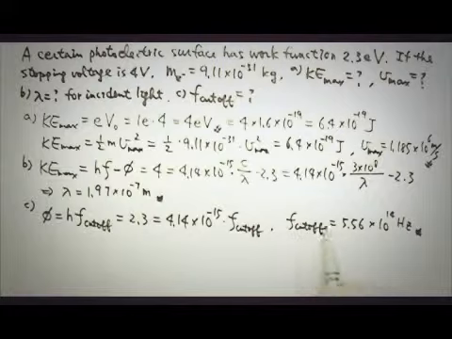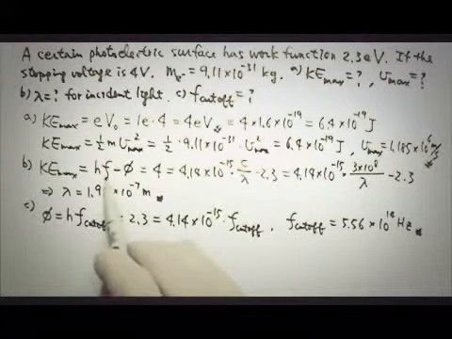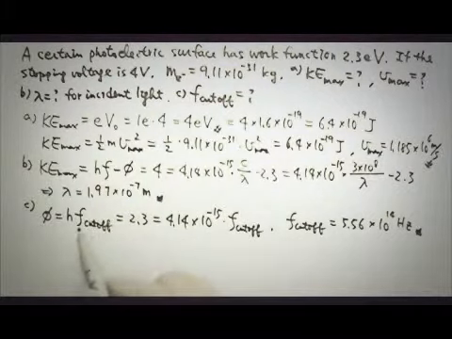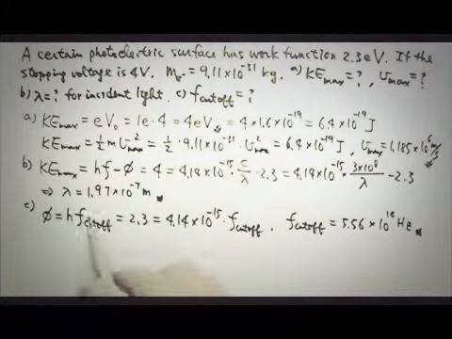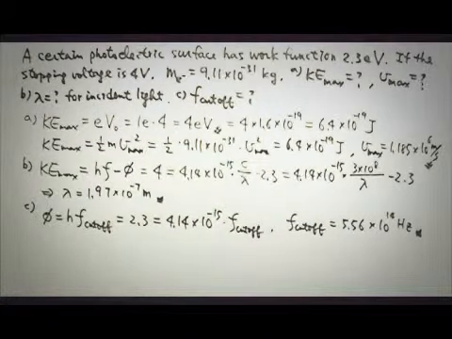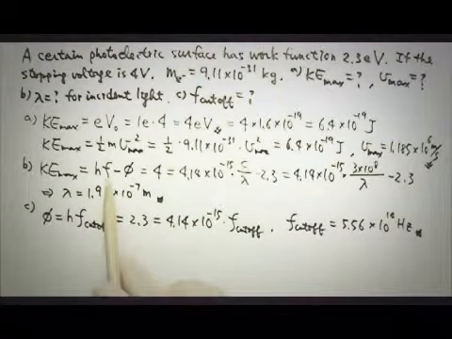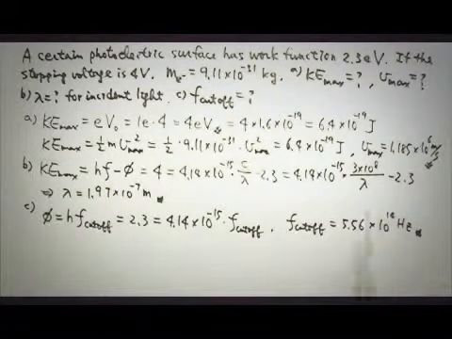Note that this frequency is not the same as this frequency right there. This is the frequency of the actual incident light. But this cutoff frequency is the property of that photoelectric surface, the sample surface. Because this actual incident light produces a current, that means that this actual incident light must have a frequency that is higher than the cutoff frequency.